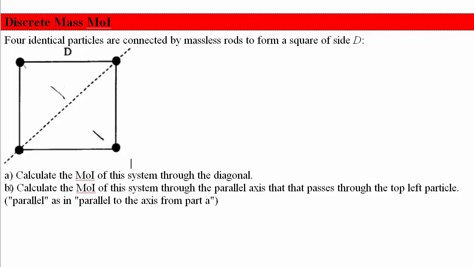And then we want to find out what the moment of inertia of the system is through the parallel axis that passes through the top left particle, parallel to this axis. So if we were to move this axis over to here, so that it's this way now, and then spin this object so it flips up around that, and this one's kind of moving up and down like that, well, around this axis, then what would the moment of inertia be?